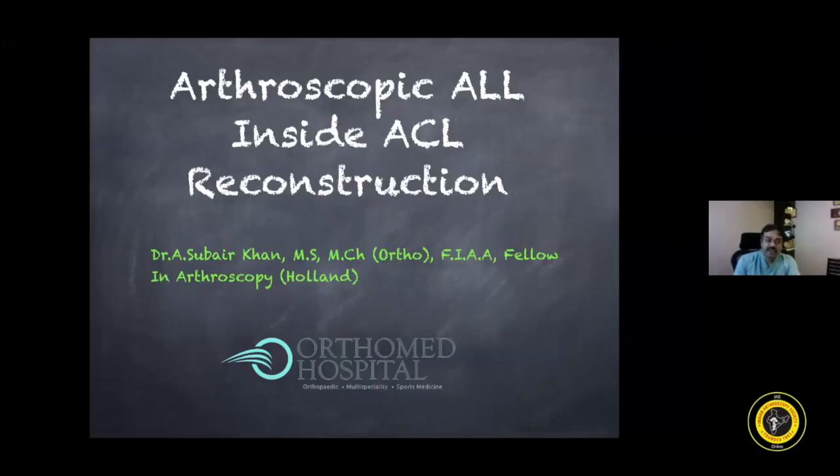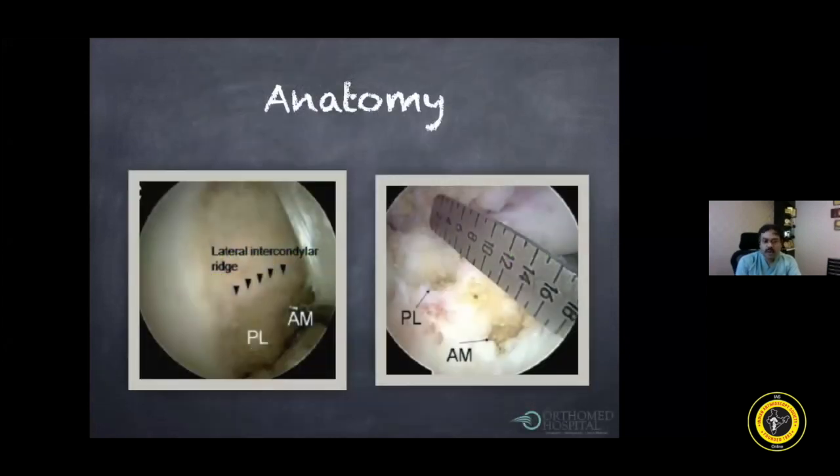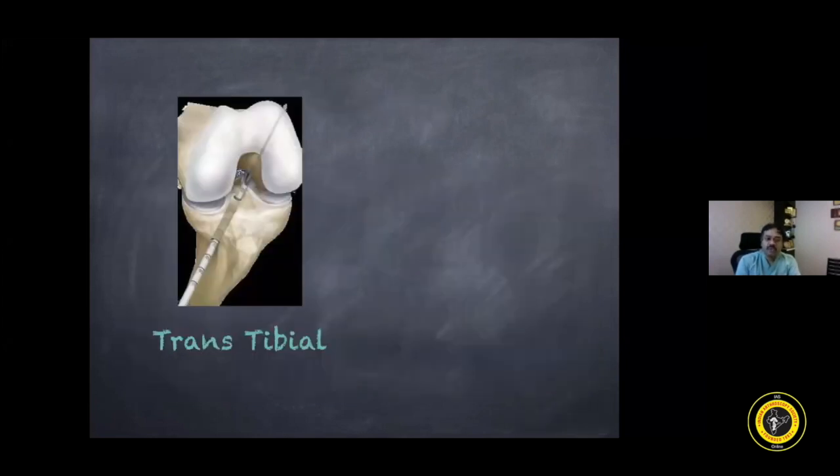So another interesting topic: arthroscopic all inside ACL reconstruction. We know very well there are two bundles in the ACL, the AM and the PL bundle, and there has been extensive study on it. We all agree with that. And we're going to talk about how the evolution of all inside ACL has come.